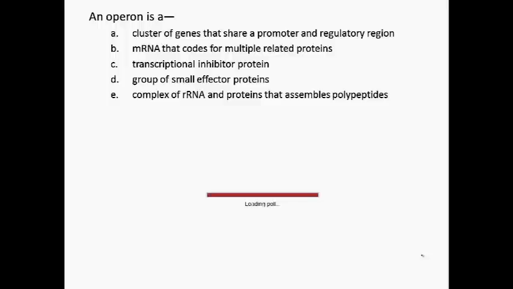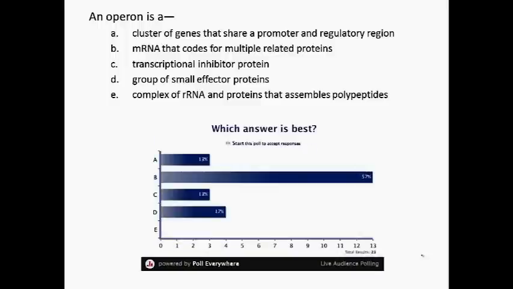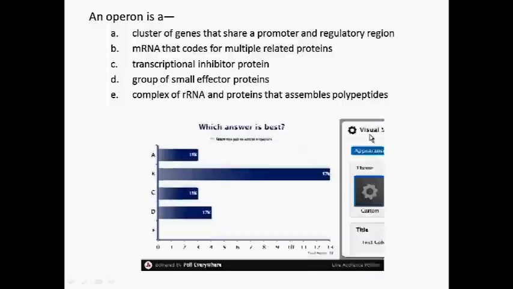So now, sometimes we like to bring polls in. Here would be an example.